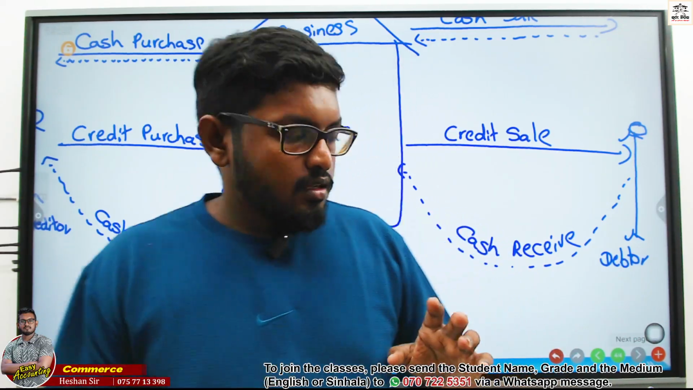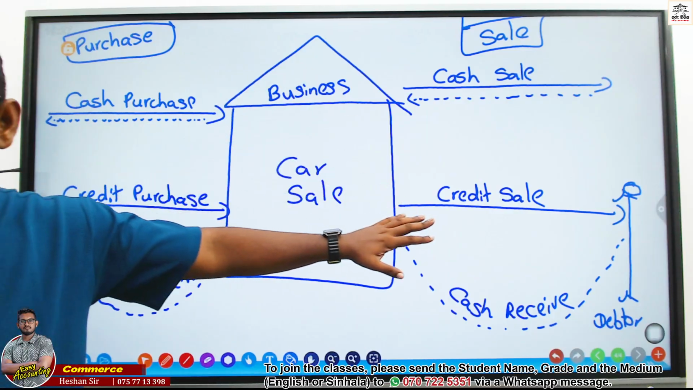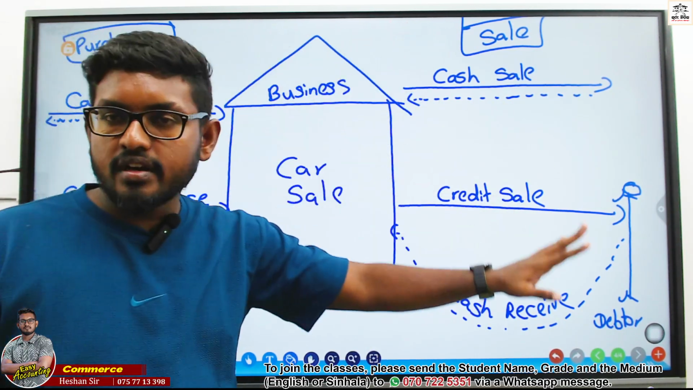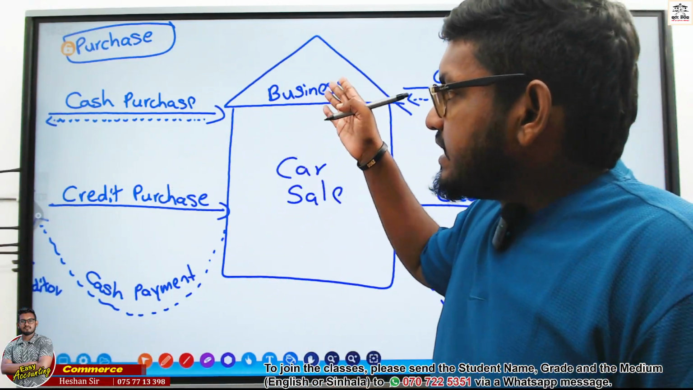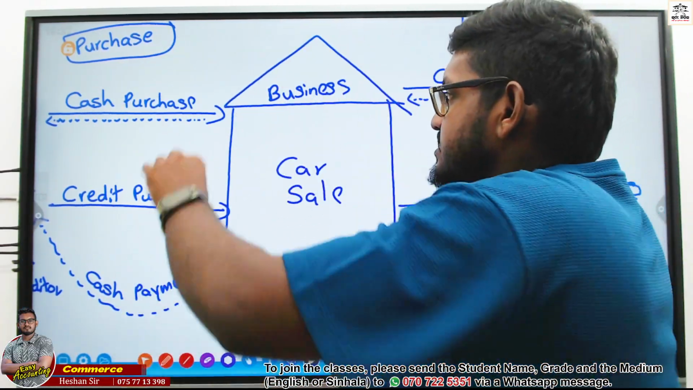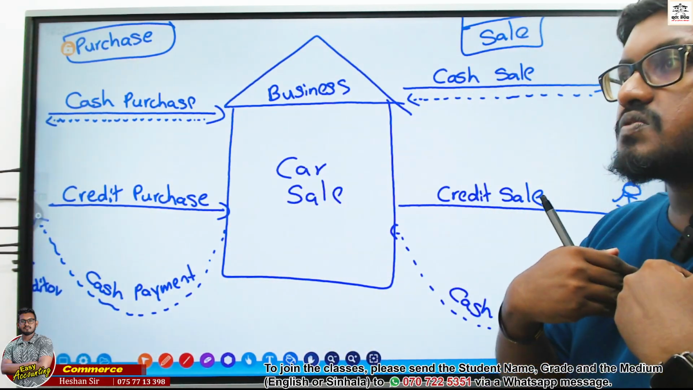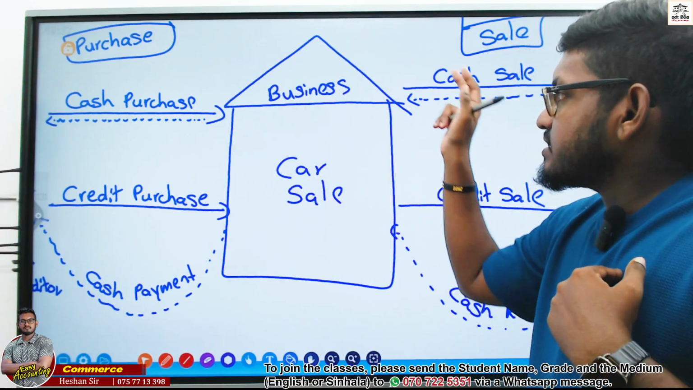Now, there are two types of purchases and two types of sales. Cash purchase, credit purchase, cash sales or credit sales. Right? I told you in here, cash purchase and cash sales, cash transaction happens on the same date. Today is August. When is the date? August 6th.